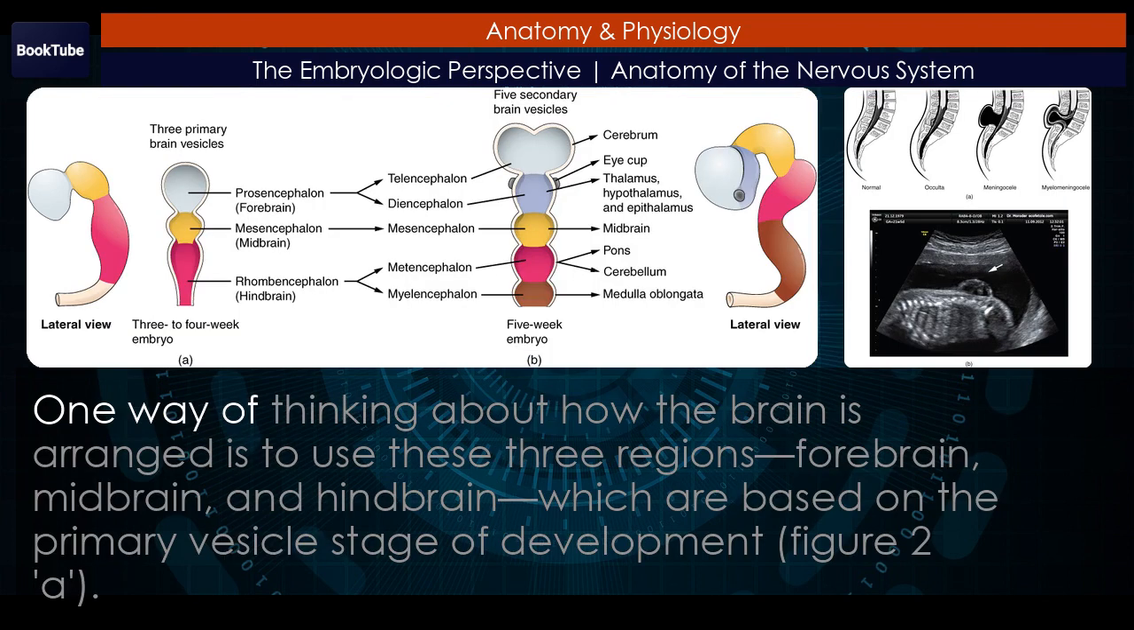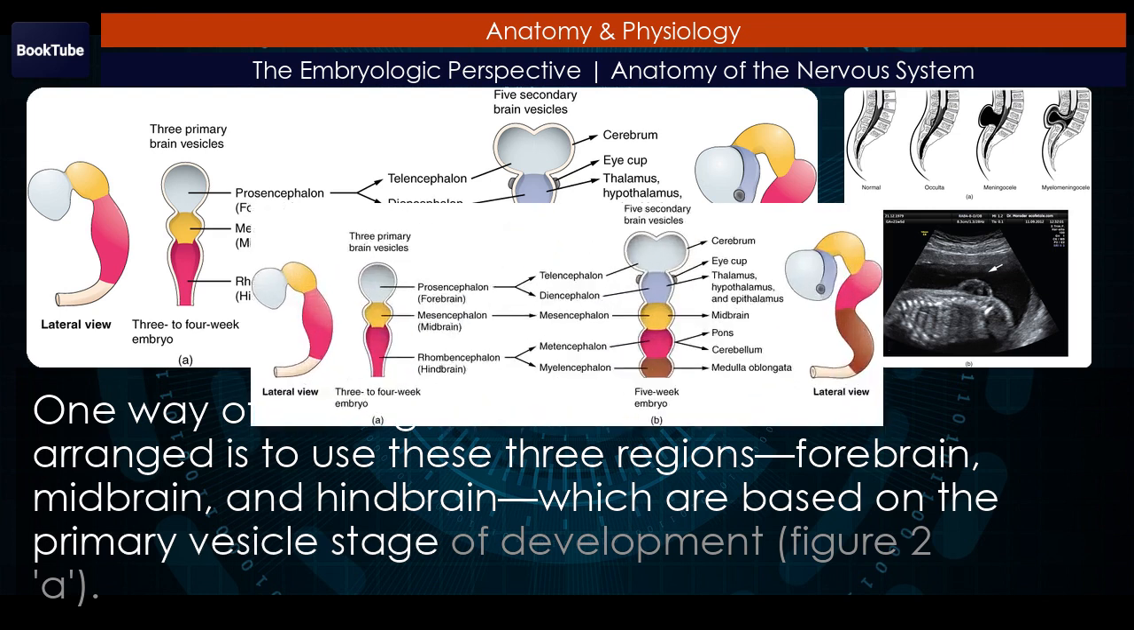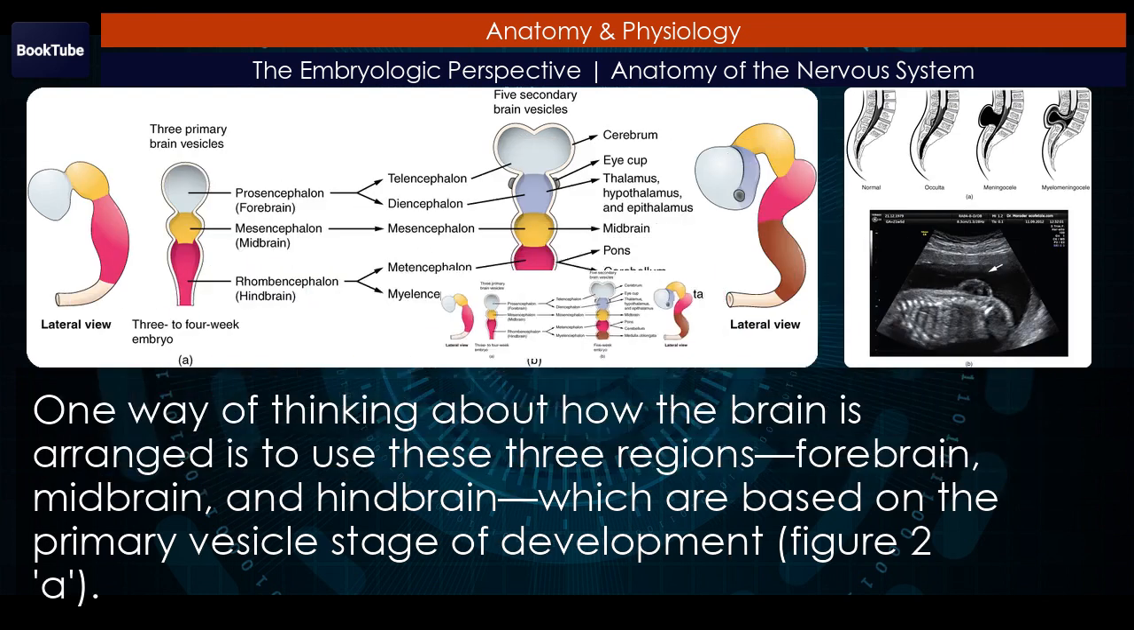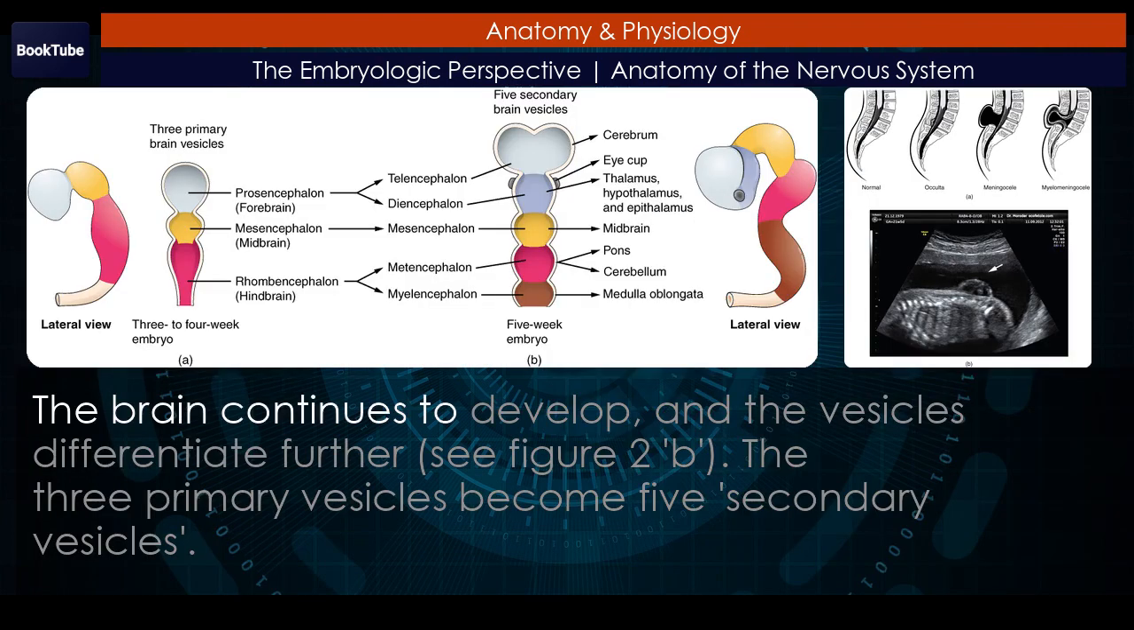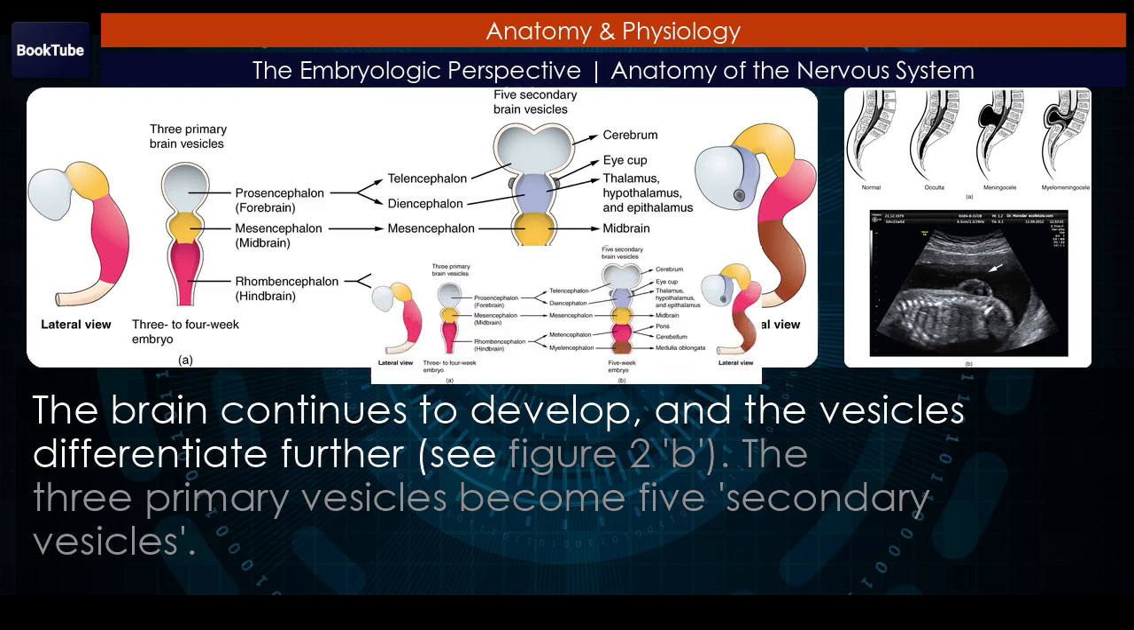One way of thinking about how the brain is arranged is to use these three regions: forebrain, midbrain, and hindbrain, which are based on the primary vesicle stage of development. Figure 2, secondary vesicles. The brain continues to develop, and the vesicles differentiate further. See Figure 2b.